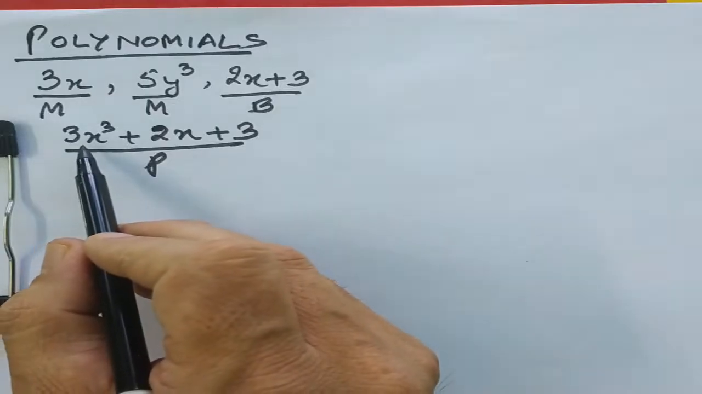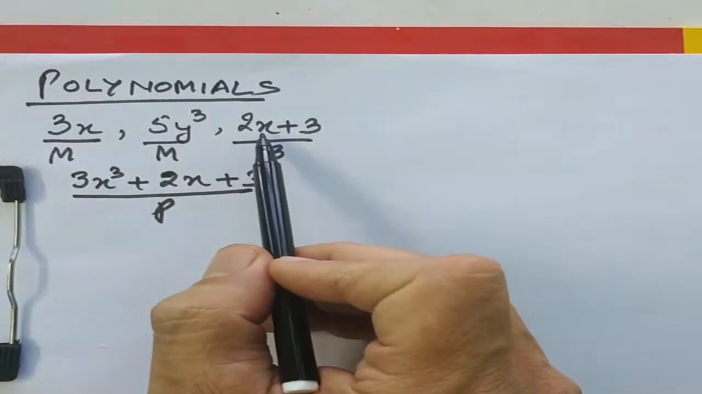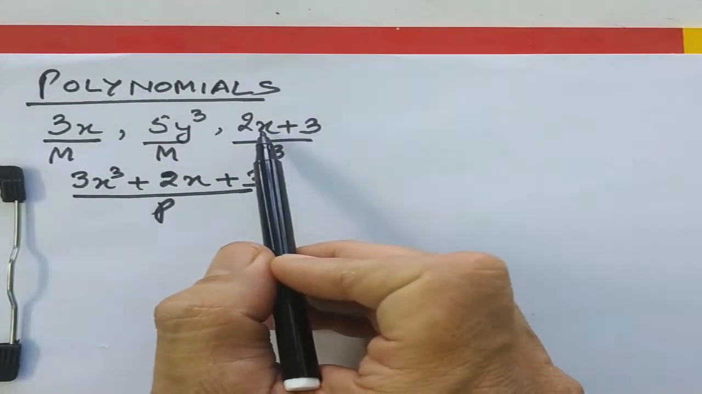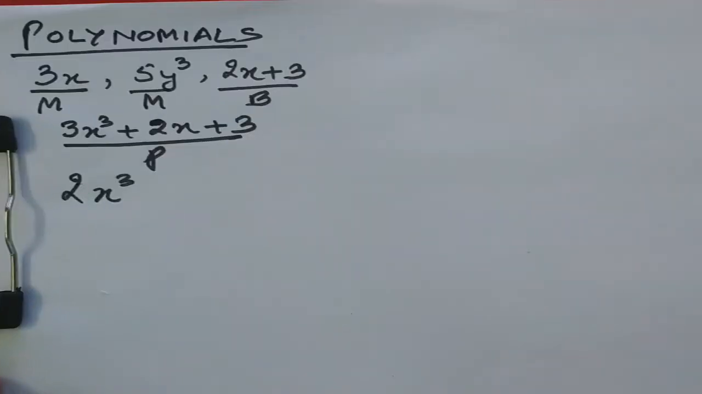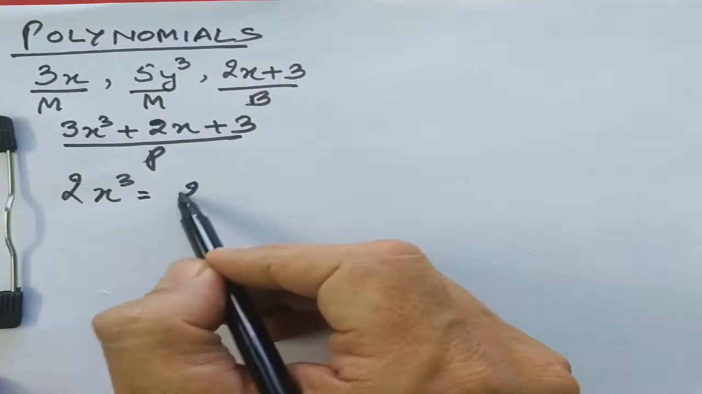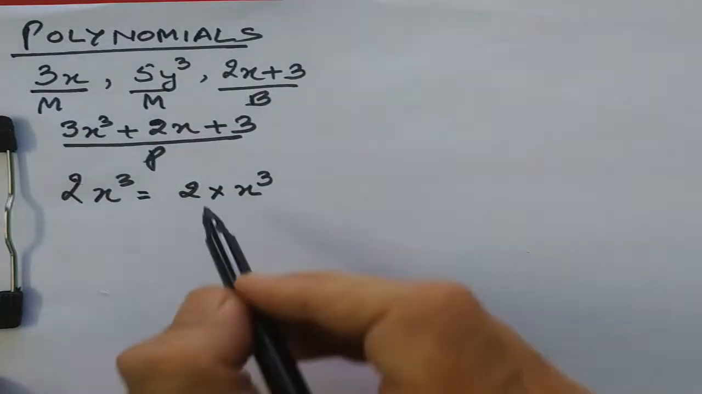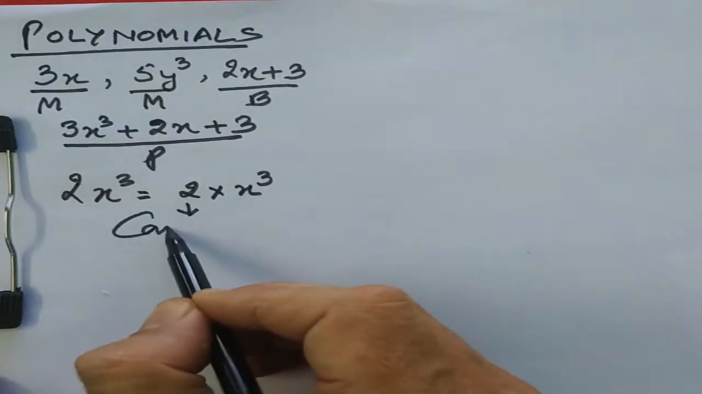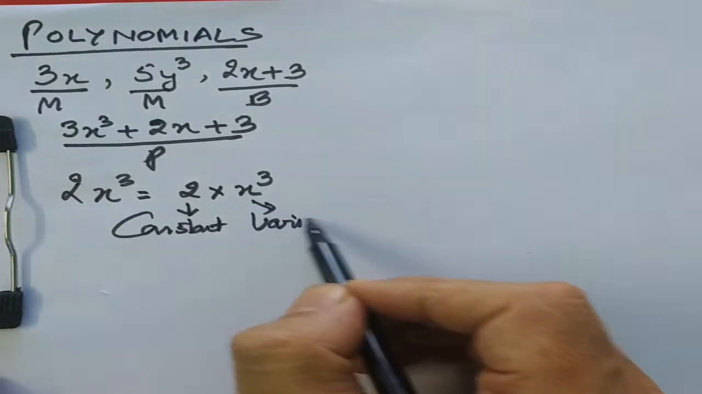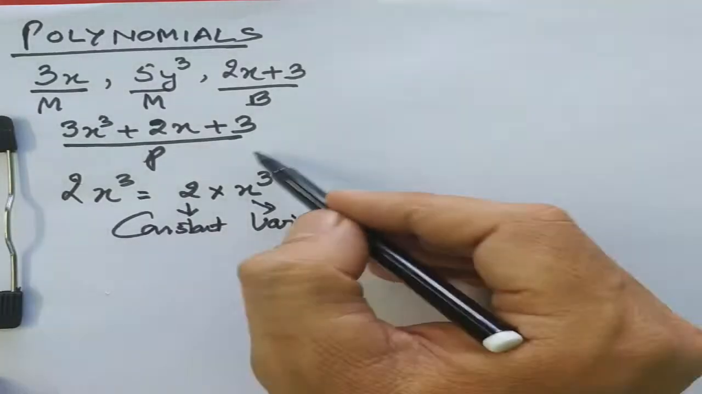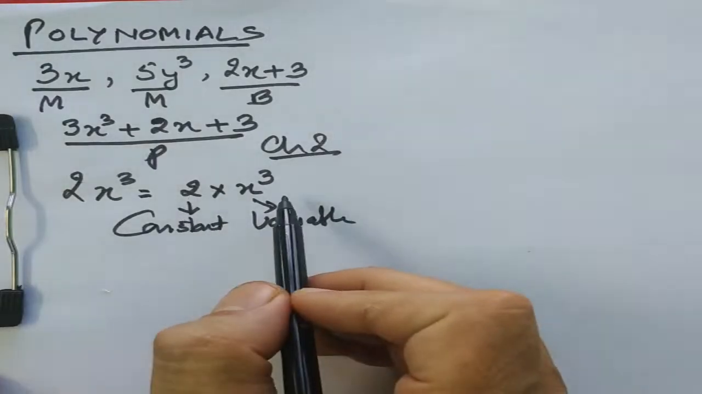In every polynomial, there is an expression. Let's take the example of 2x plus 3, where if I say 2x cube, then in this, 2 means 2 multiplied by x cube. So this 2 is called the constant. You have studied this. And this is called the variable. This is chapter 2 of class 9th. So this is constant and this is variable.